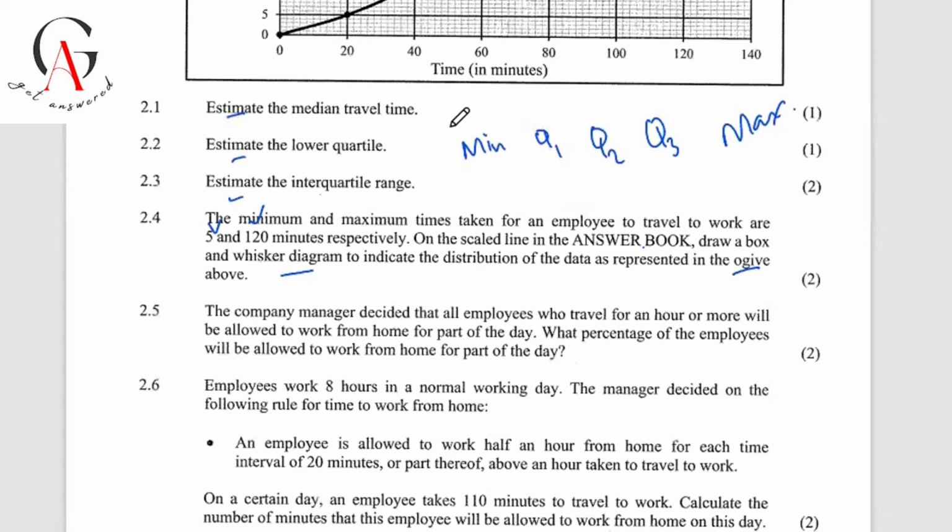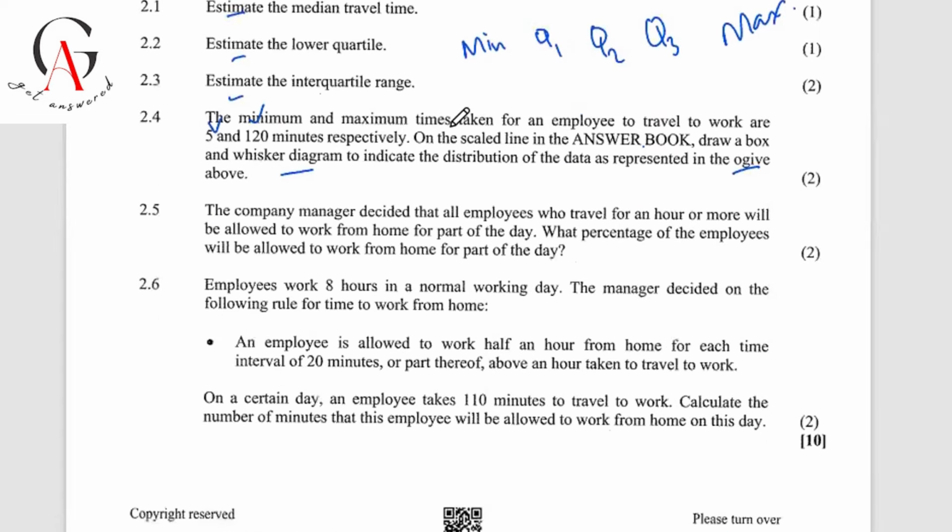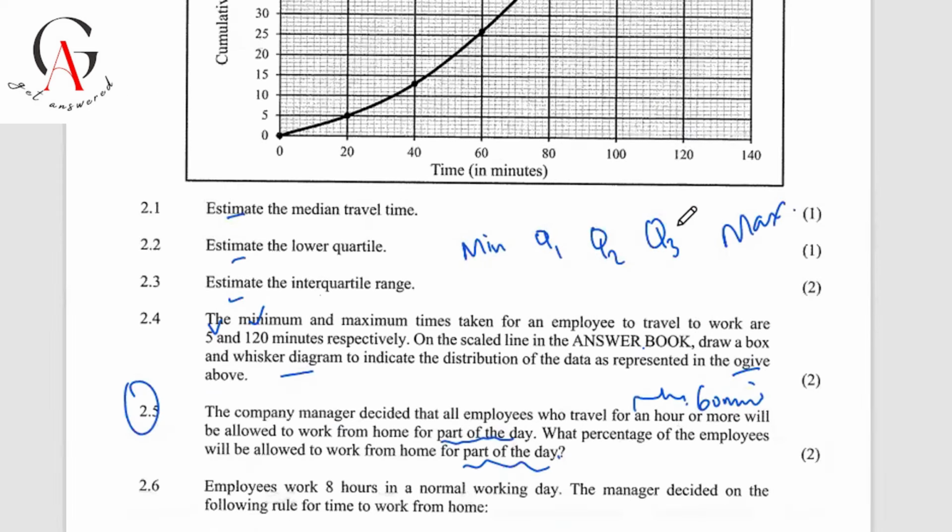Okay, so then 2.5, they're telling us that the company manager decided that all employees who travel for an hour or more will be allowed to work from home for part of the day. What percentage of employees will be allowed to work from home for part of the day? Okay, so when they talk about an hour, that's basically 60 minutes. So we want to see how many employees are using more than an hour to get to work.